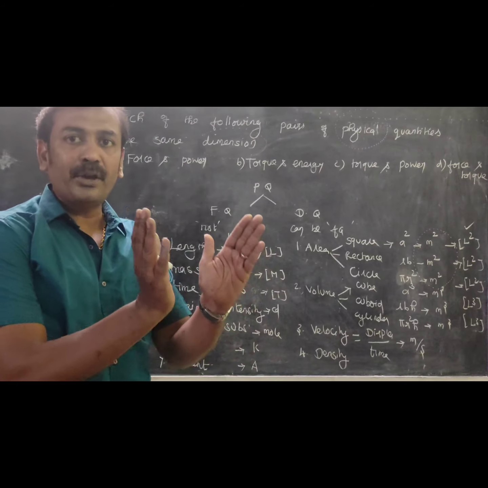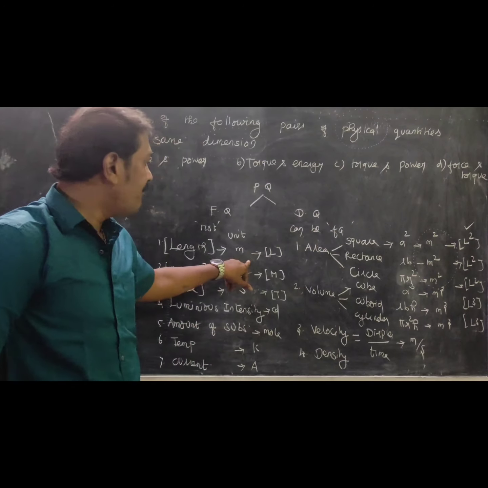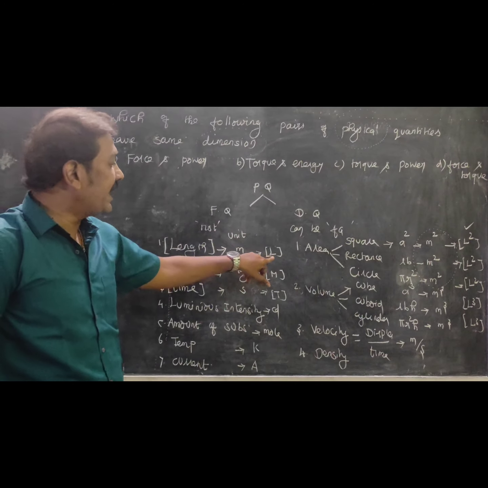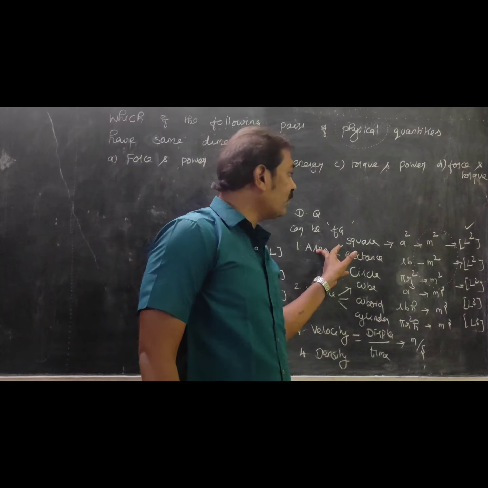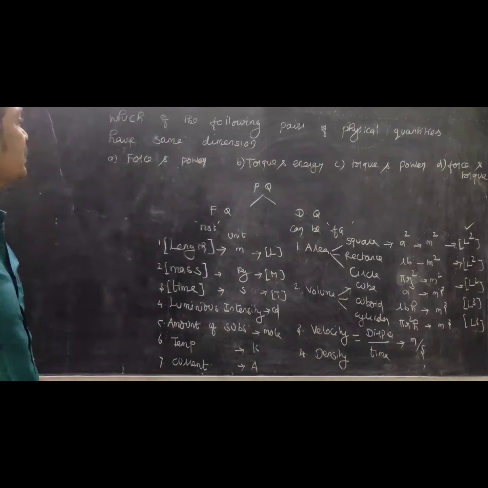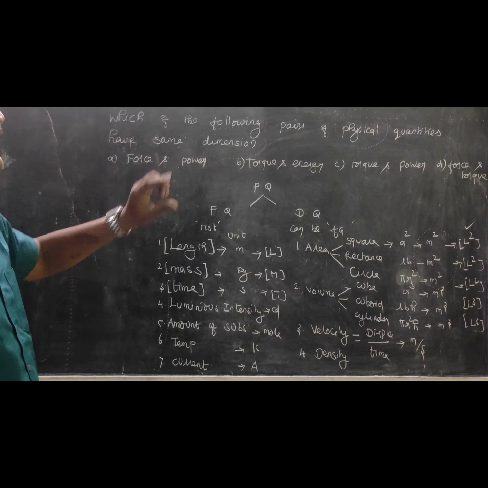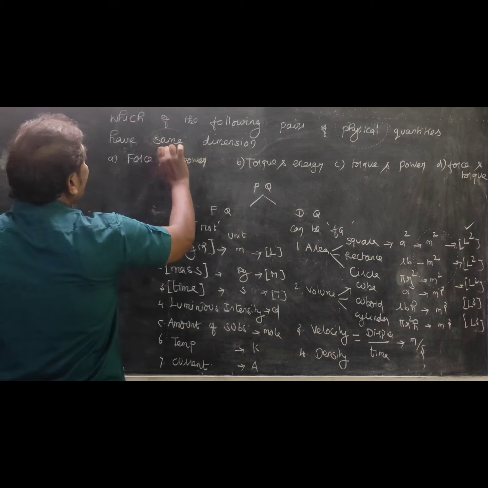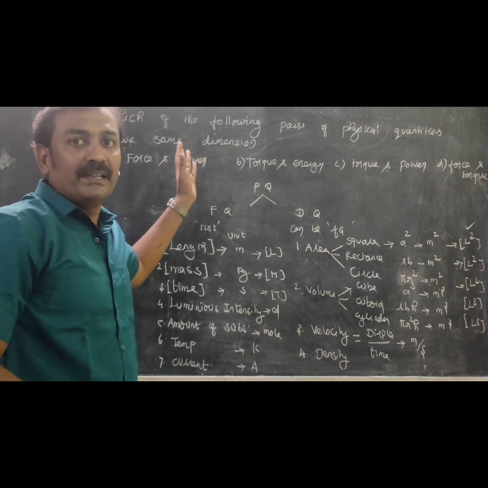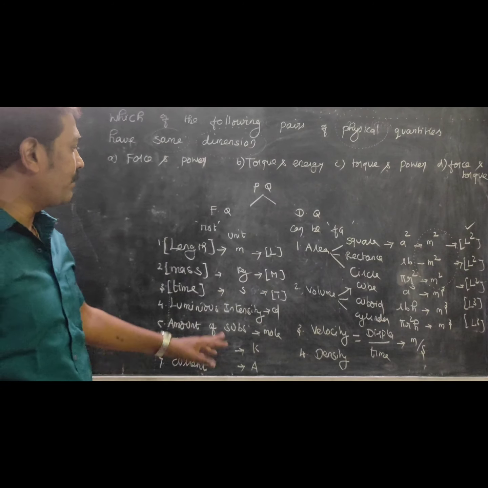Hope you now have some idea about physical quantity, fundamental quantity, derived quantity, fundamental unit and derived unit, and the dimensional formulas for fundamental and derived quantities. If you have doubts, ask. Now the first question: which of these have the same dimension? They have given two, and we have to find which are the same using these things.